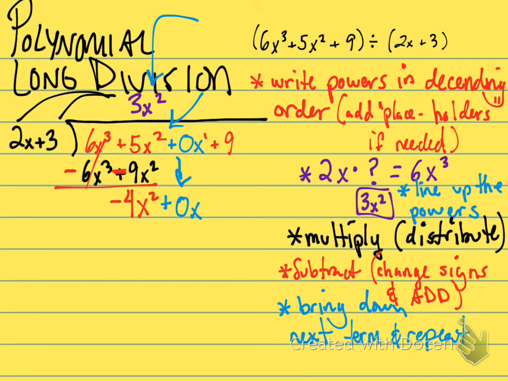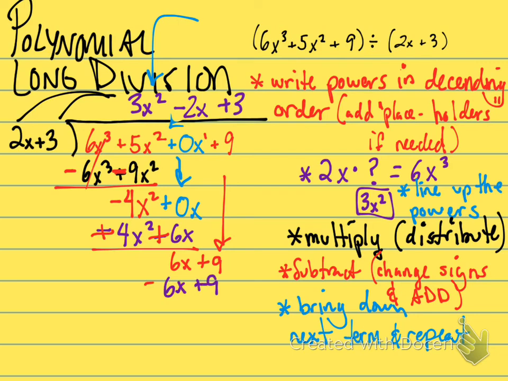So 2x times a negative 2x will give me a negative 4x squared. Distribute that. Change both the signs. Add, bring down the next term. 2x times a plain old 3. And distribute that. Negate them.